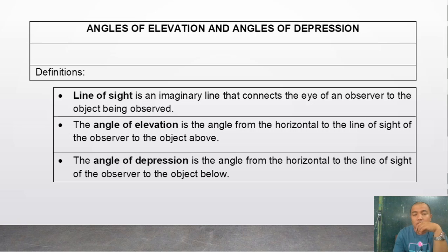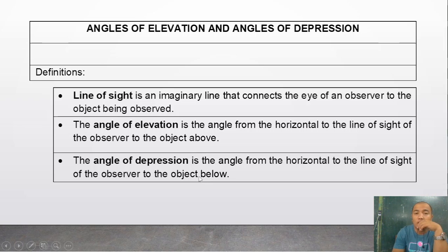So, okay, we have here now the definition of angle of elevation and angle of depression. Line of sight is an imaginary line that connects the eye of an observer to the object being observed. So, if you're trying to look at an object above the horizontal line, then we are talking about angle of elevation. So, angle of elevation is the angle from the horizontal to the line of sight of the observer to the object above. So, pag above, angle of elevation.